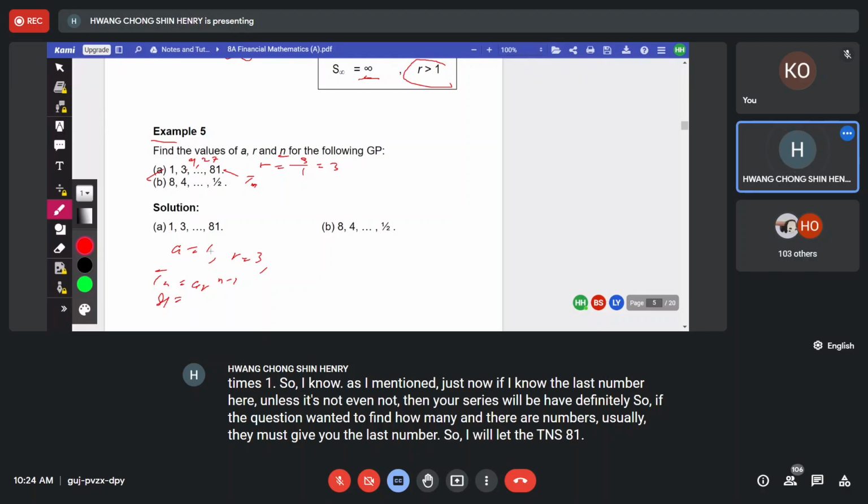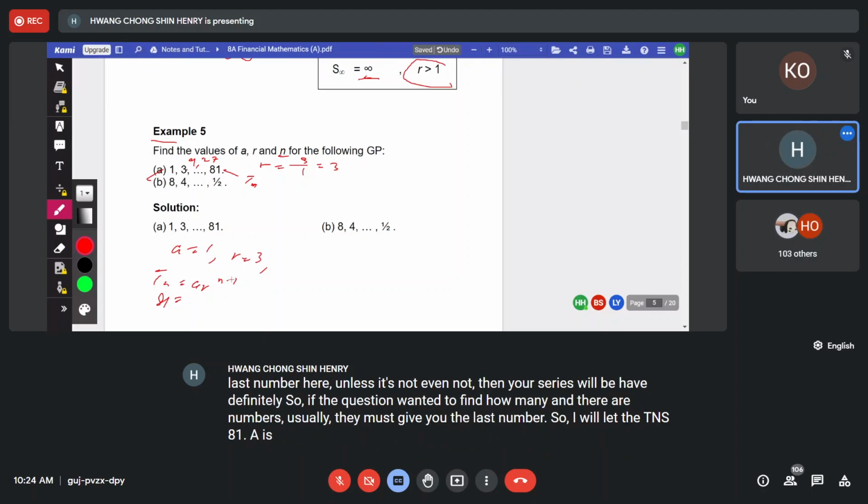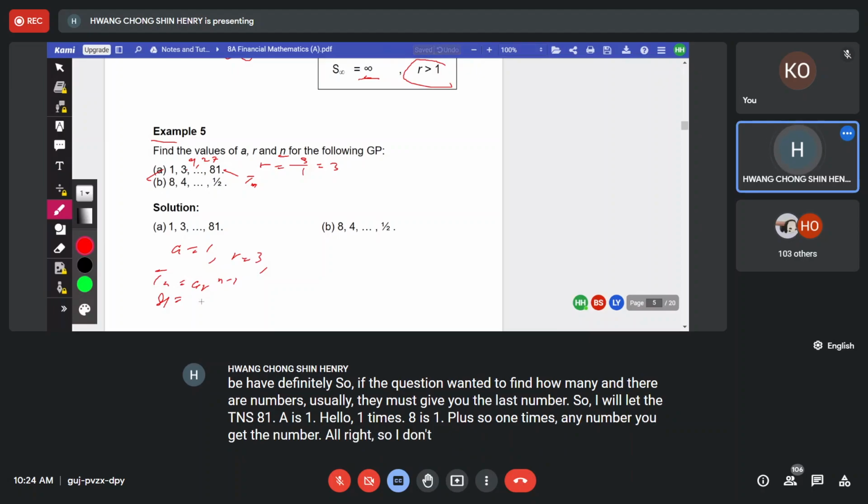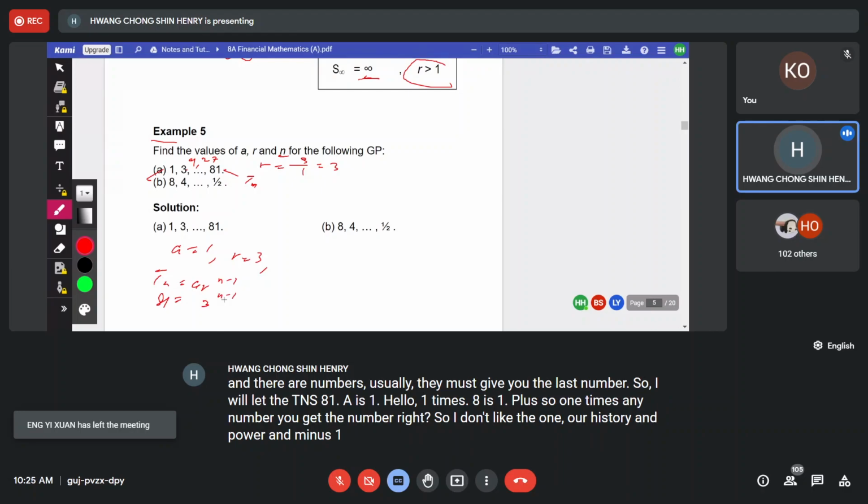A is 1. Okay, 1 times anything is 1. 1 times any number, you get the number, right? So I don't write the 1. R is 3. Then power N minus 1. Our job is to find the N.